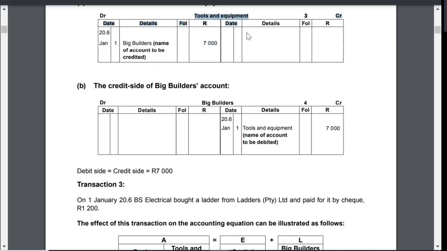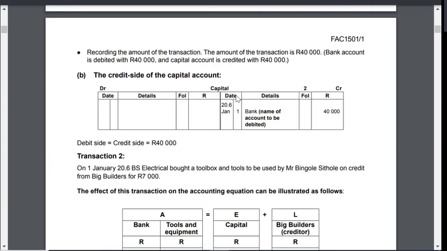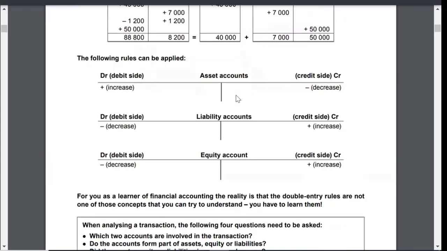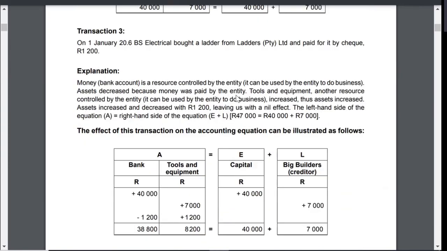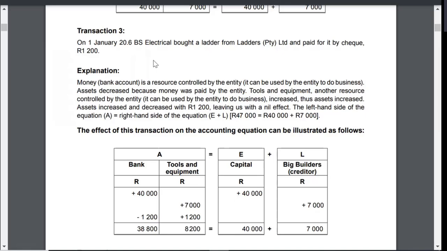So can you see, this is the general ledger. So let's look at transaction number 3. Transaction number 3 is saying, on the 1st of January, BS Electricals bought a ladder from Ladders Pty Ltd and paid by check for 1,200. So BS Electrical bought a ladder.